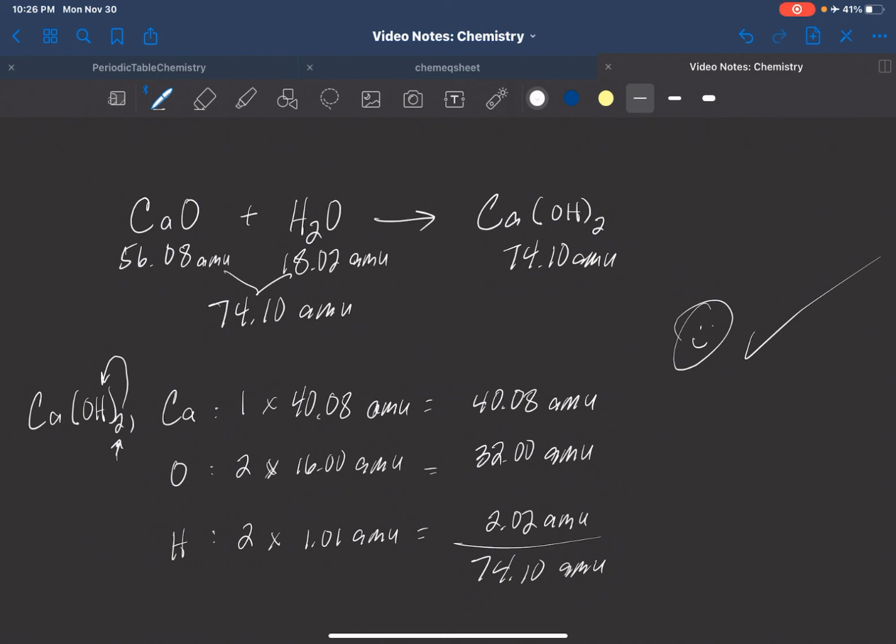So I hope this helped. No matter what the reaction is, what type it is, how you classify it, what the coefficients are, doesn't matter how many subscripts or whatever is there. You just count the parts, multiply it by the mass, and you got your answer.